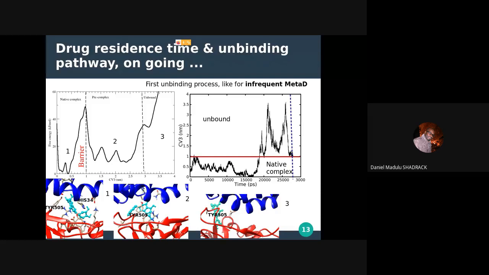As an example here, we wanted to understand the first unbinding process of the ligand. Here I just truncate it when the drug is coming back to the native complex, or the binding state. From here we calculate the first residence time as we normally do, for example, for infrequent metadynamics. And in this snapshot, we are trying to monitor the unbinding pathway.